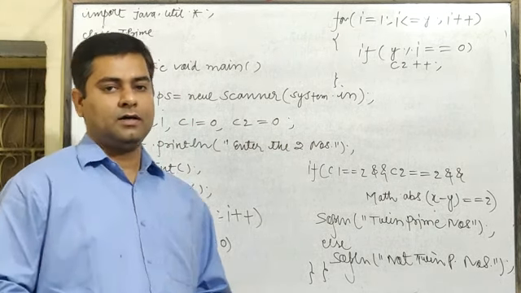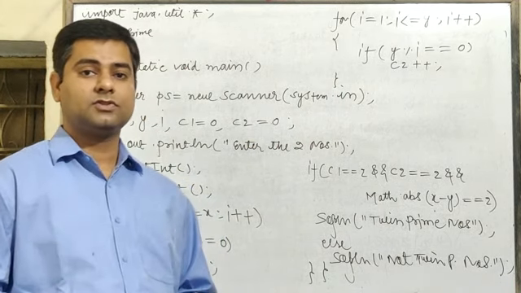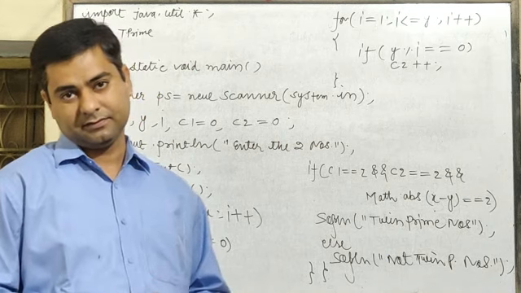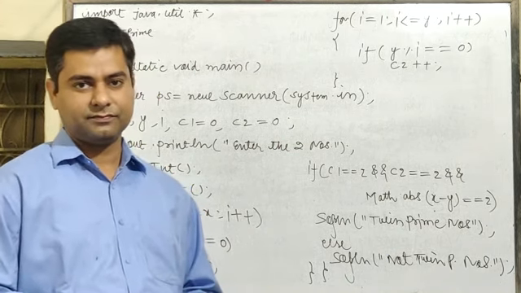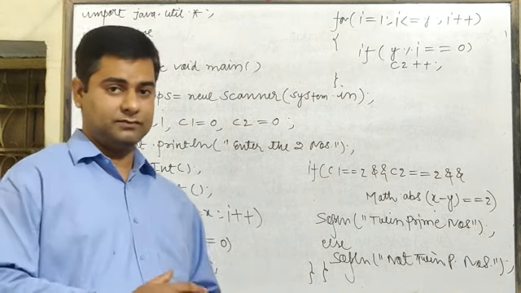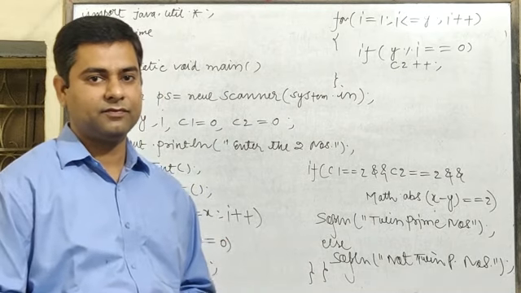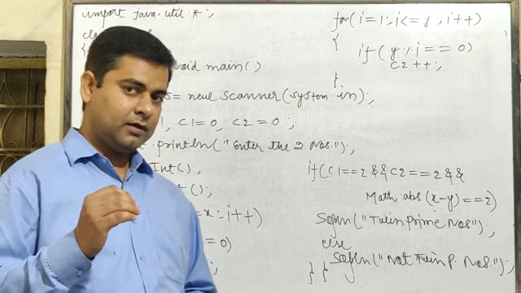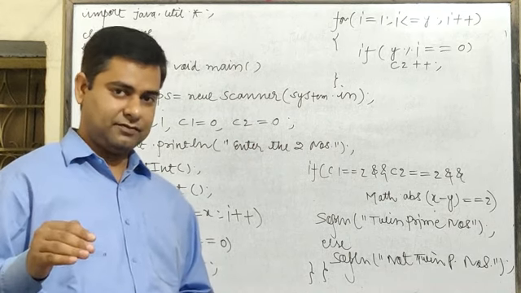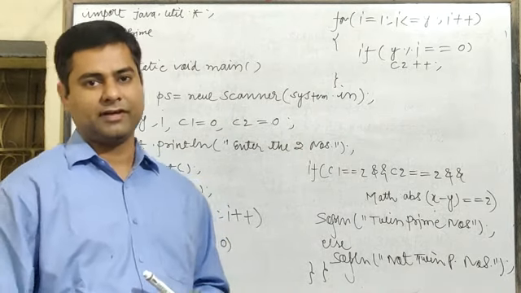The next program is of perfect numbers. What are the perfect numbers? Perfect numbers are those numbers whose sum of factors, excluding itself, equals the number itself. Sum of factors of a number, excluding itself, must be equal to the number itself. That is called a perfect number.